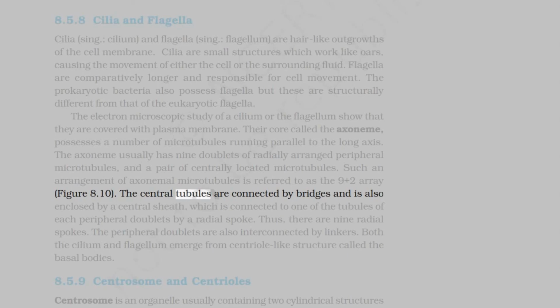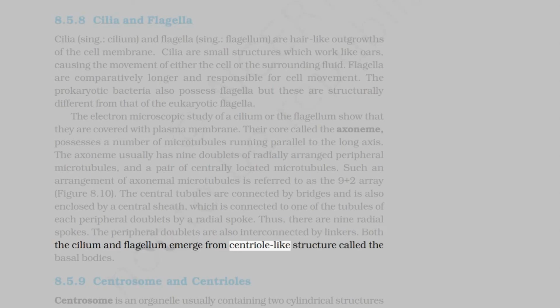The central tubules are connected by bridges and are also enclosed by a central sheath, which is connected to one of the tubules of each peripheral doublet by a radial spoke. Thus, there are 9 radial spokes. The peripheral doublets are also interconnected by linkers. Both the cilium and flagellum emerge from centriole-like structures called the basal bodies.